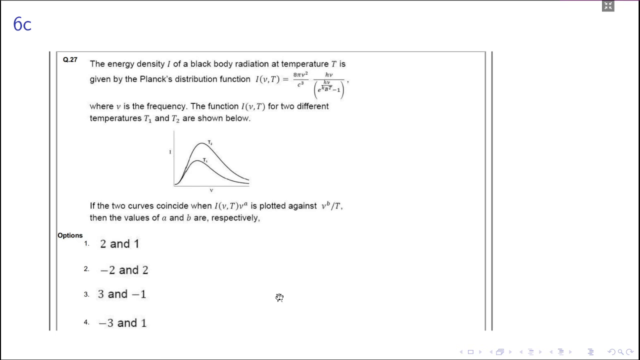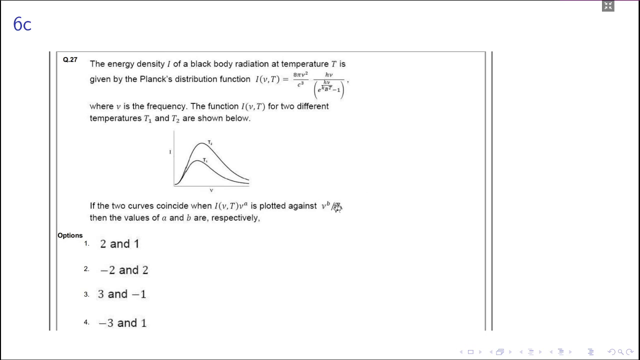So let's go to the next one. It has given a plot of this curve for different temperatures, and it's saying that two curves coincide when I times nu to the power a is plotted against nu to the power b by t. What is the value of a and b? Here you can see nu by t occurs, and here I occurs, but there is a nu square and nu. So if you take I by nu cube and plot it against nu by t, everything else will be a constant, so the graph will be a constant. That means all the curves will coincide.